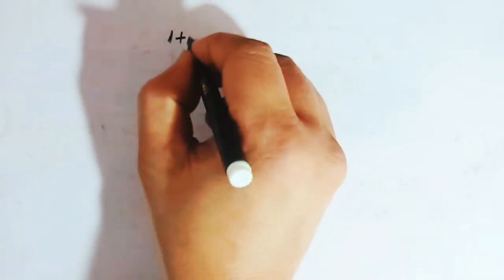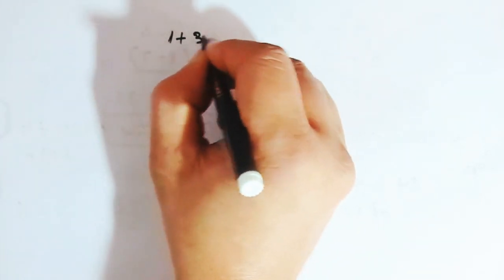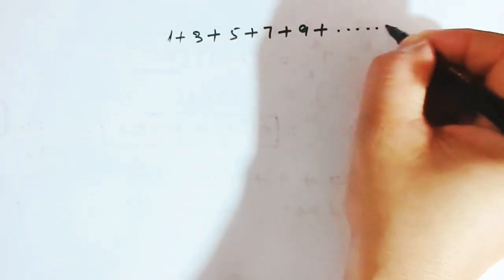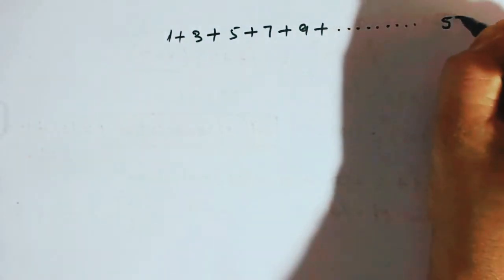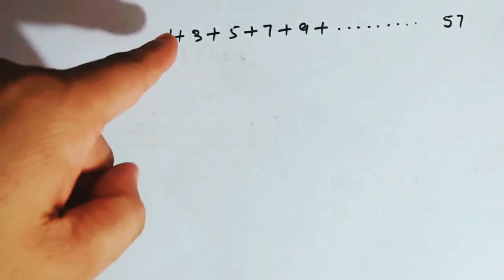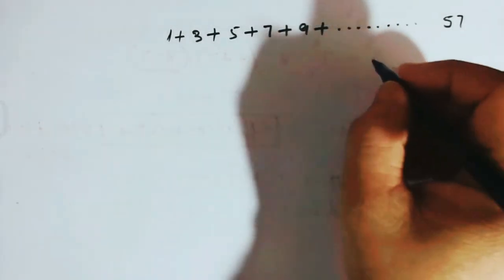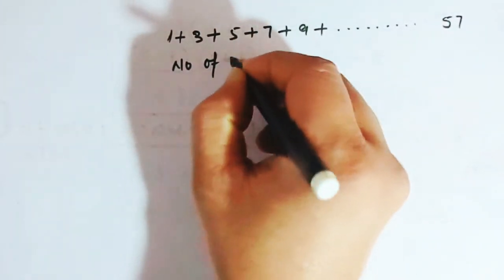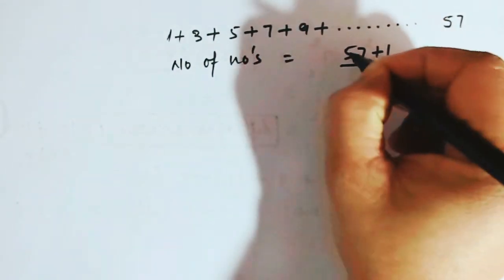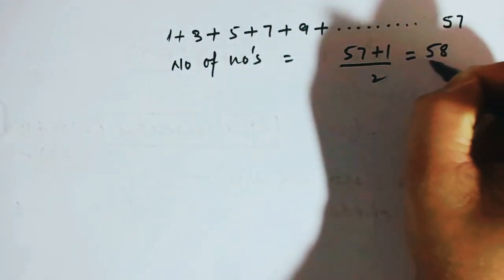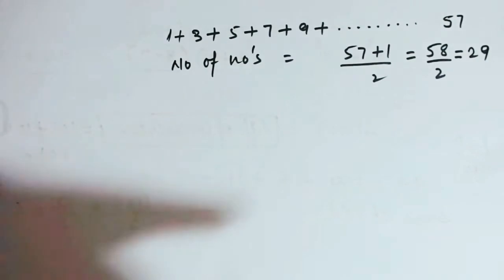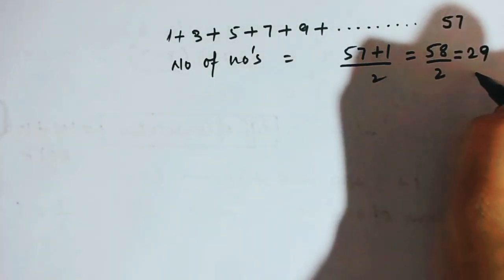1 plus 3 plus 5 plus 7 plus 9 plus, you will keep on moving, okay, up to 57 here. So naturally here you will find a problem in finding the number of numbers given. So you can quickly find the number of numbers as 57 plus 1 by 2. That is 57 plus 1, how much? 58 by 2, and the number of numbers that you will get will be 29.